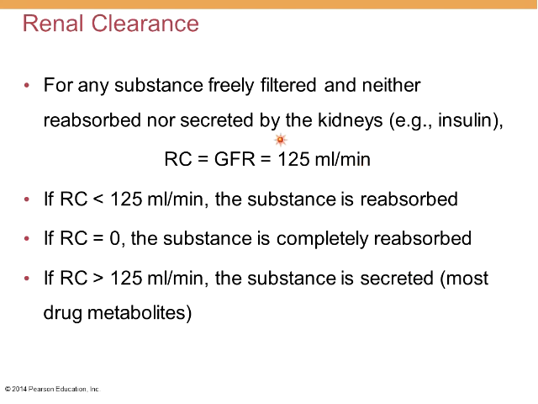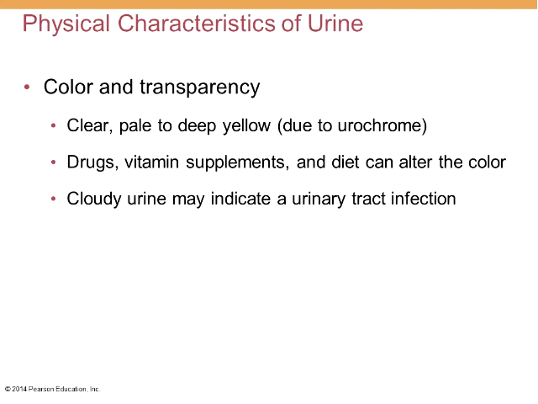Now, if the glomerular filtration rate shows 125 mils per minute or greater, then the kidneys are functioning pretty properly. If it falls below that, then we know we have kidney injury or failure.